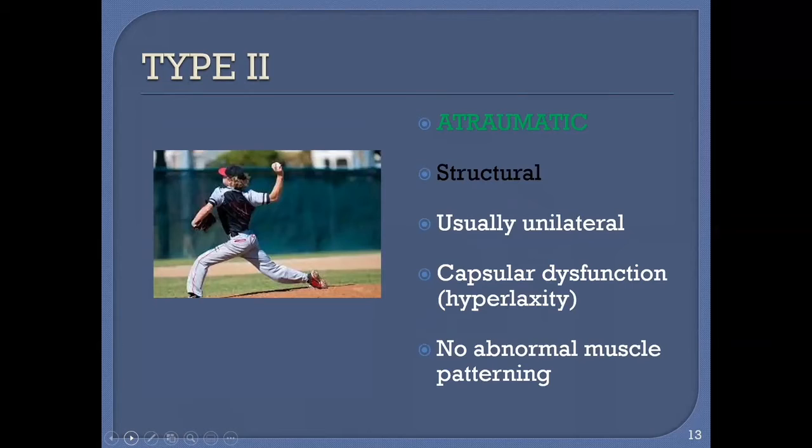Type 2, atraumatic: types 2 and 3 become a little bit harder to classify, and they account for around 5% of instability. This may be microtrauma such as the throwing arm, the swimmer, or repetitive injuries. So there are some minor structural changes. It's usually unilateral, and there may be some capsular dysfunction such as hyperlaxity, but again, there's no abnormal muscle patterning.